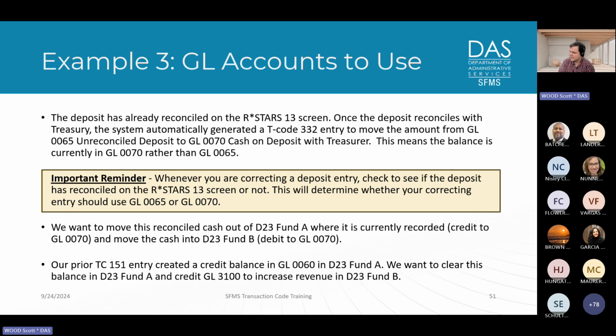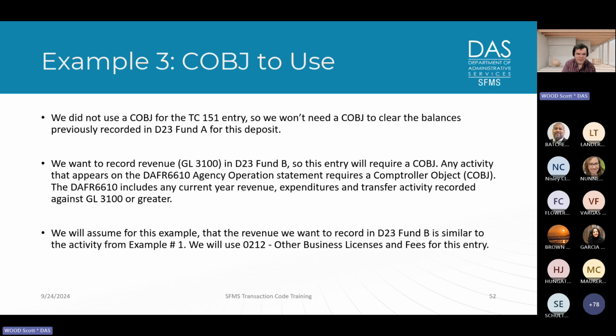Our TC151 entry created a credit balance in GL0060 in Fund A that we want to clear by crediting GL3100 in Fund B. So, we didn't use a comp object for the 151 entry. We won't need one to clear the balances in Fund A. However, we will need a comp object for the Fund B entry. Let's assume that the revenue is similar to that from example 1 and use comp object 0212, other business licenses fees.